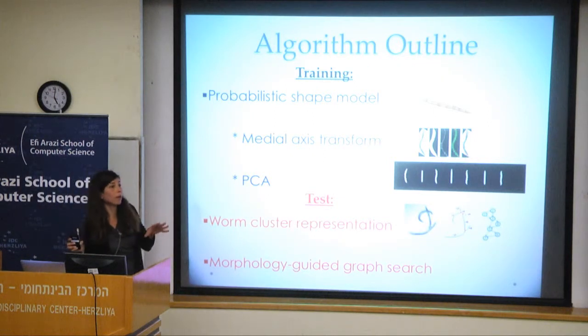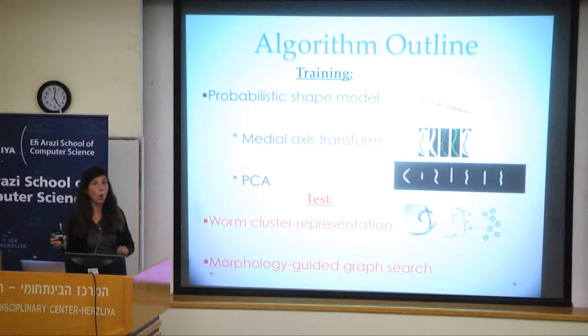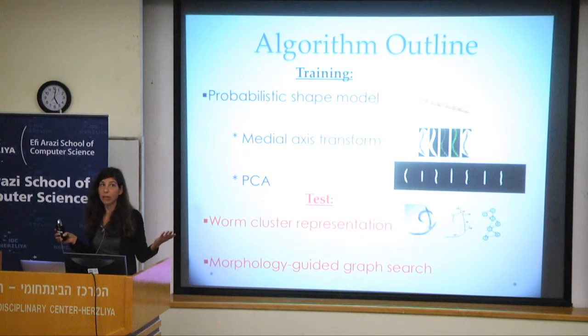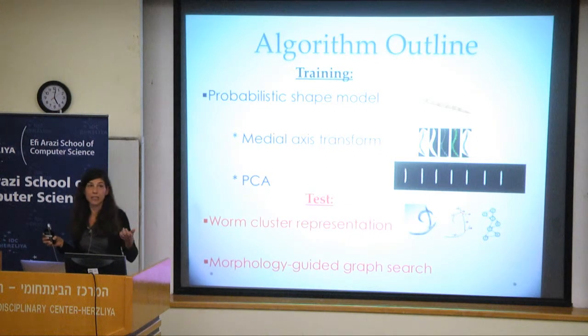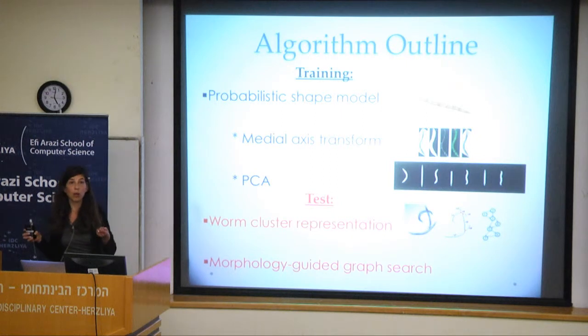Now, the innovative part is the test one. Once we have a worm likelihood model, we would like to represent a worm cluster in a way such that we can extract individual worms. So in order to do that, we do medial axis transform and extract the worm cluster skeleton. Once we have the worm cluster skeleton, we represent it by a sparse directed graph. Now, what we need to do is to find paths in the graph that are more likely to represent worms.